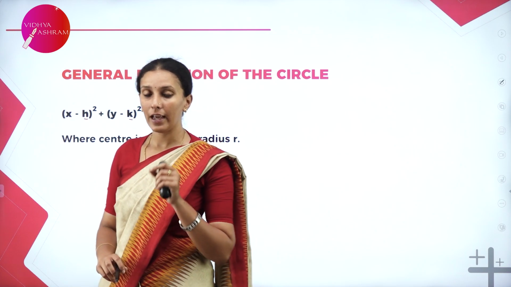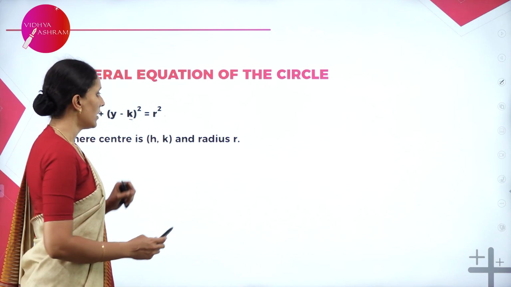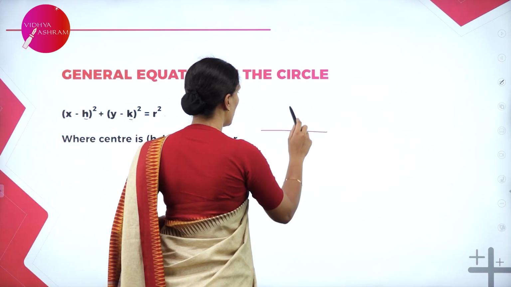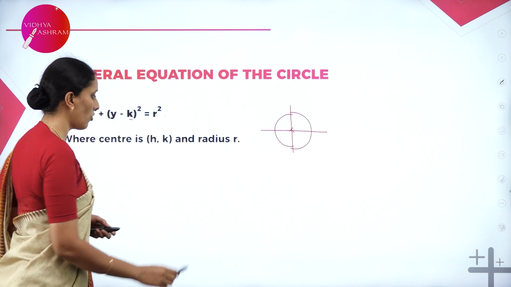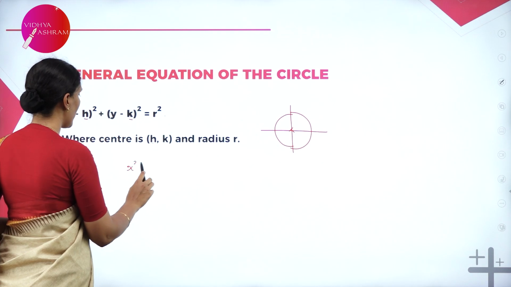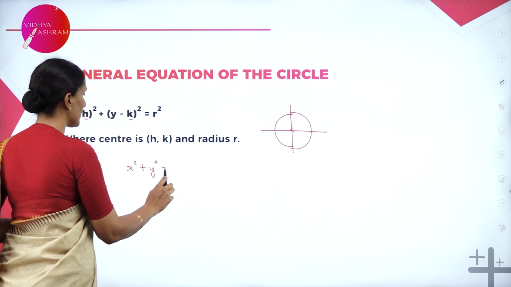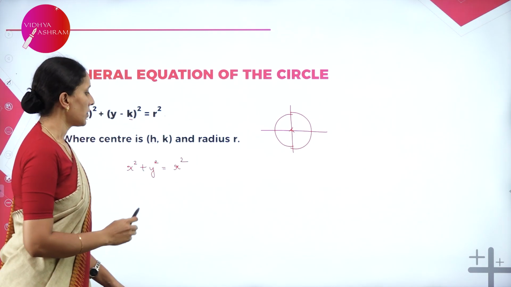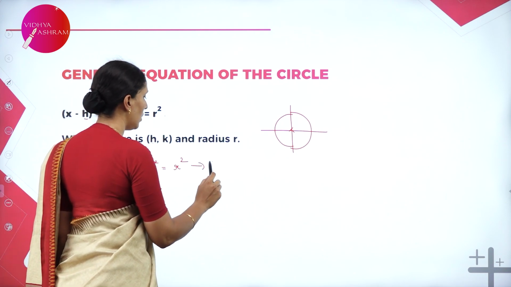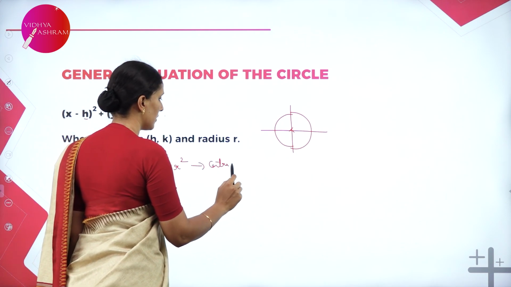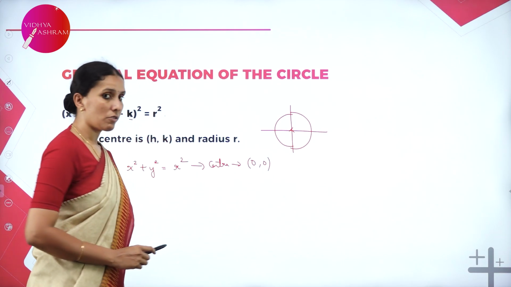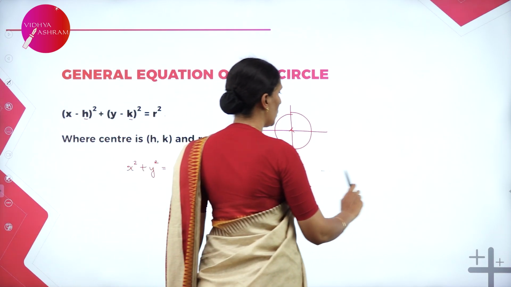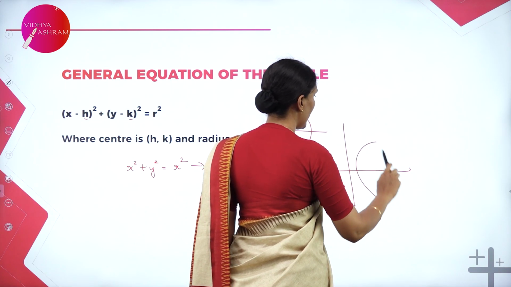Suppose h and k is origin, in such a way that you have a circle whose center is origin. Then the equation of the circle will be of the form x square plus y square is equal to r square. So this is the general equation of the circle whose center is 0, 0.